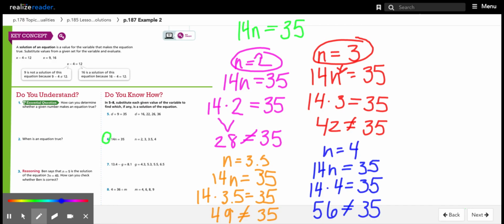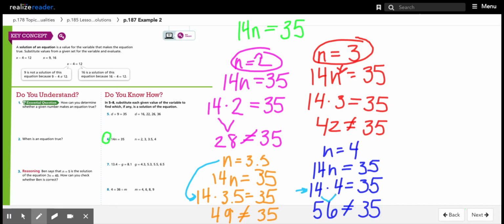So the answer to this question is that none of these values for n is a solution. Look at how nice and neat I showed all my work here. I did n equals 3.5. I plugged it in. I solved the left side. I got 49 does not equal 35. You should have this in your notebook. Nice and neat. I can clearly see my work of what value I plugged in for n, that I multiplied, and I proved why it is not a solution. Well, n equals 4. Well, 14 times 4 is 56. 56 does not equal 35.